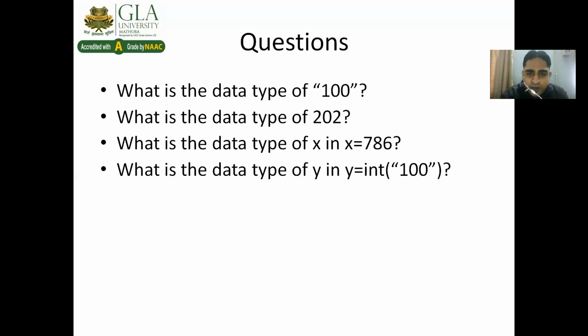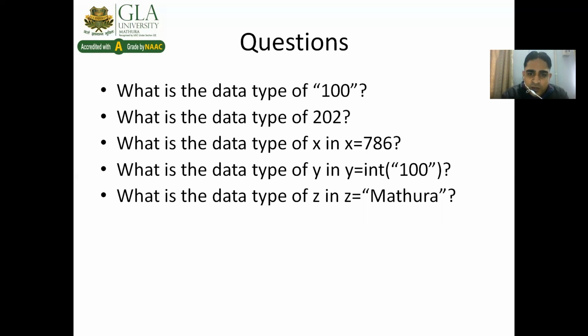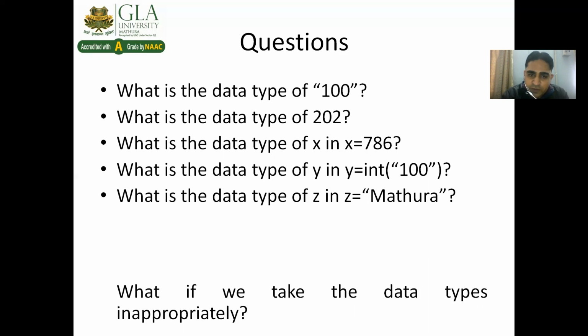What is the data type of y in y equal to int("100")? So 100 was initially string, but it was converted into integer by using the int function, and then we are assigning it to y. So y is actually an integer variable. What is the data type of z in z equal to "Mathura"? So z equal to Mathura means Mathura is a string value, so the data type of z also becomes string.